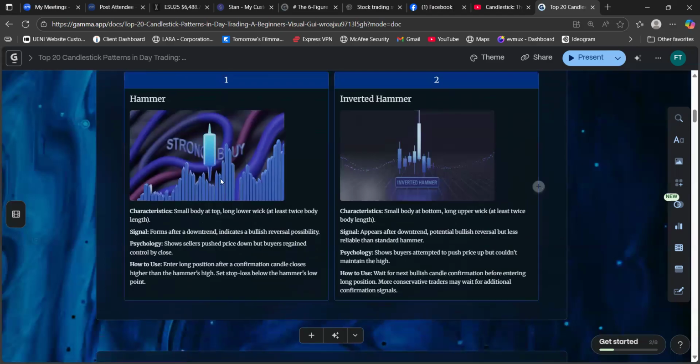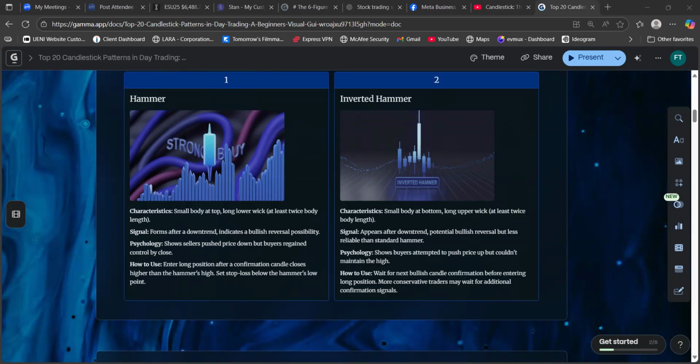So what I was showing you previously, the hammer and the inverted hammer. Hold on one second. Where was that? Let me pull this out here. Right.